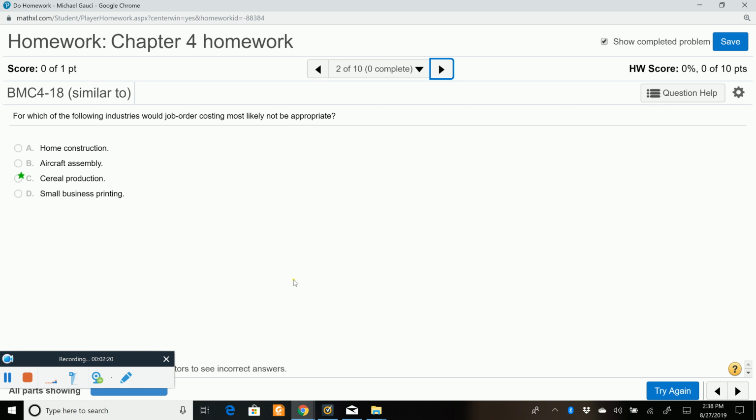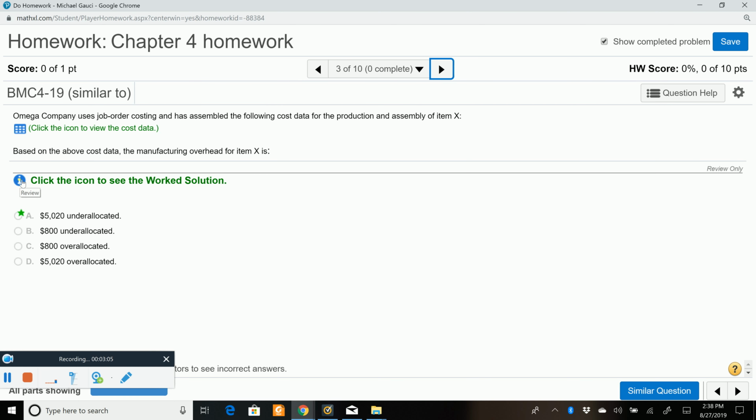Okay, very similar question. For which of the following industries would job order costing most likely not be appropriate? Key word here is not. Basically anything where, when we are assembling items, inventory items that are exactly the same, you would use process costing. So the example here that doesn't fit is the cereal production. Because the cereal boxes are all exactly the same, we would use process costing for cereal production. But everything else, home construction, aircraft assembly, small business printing, each job, each item that we're making, manufacturing, is unique in and of itself. That is when you use job costing.